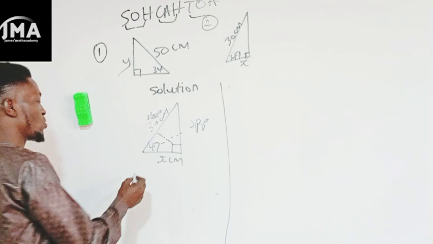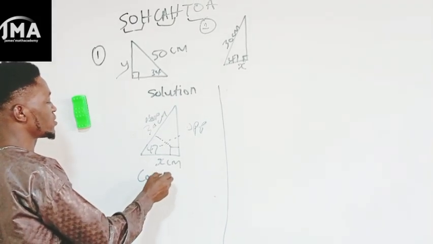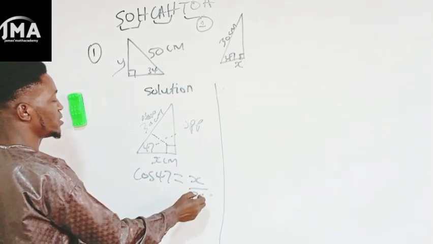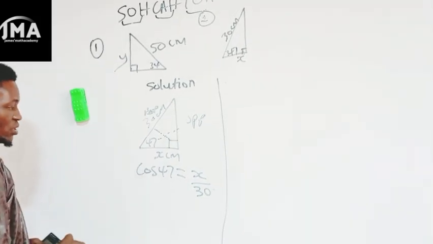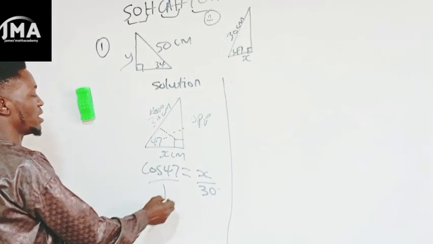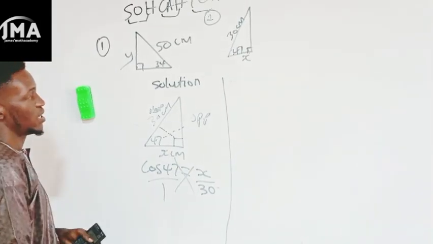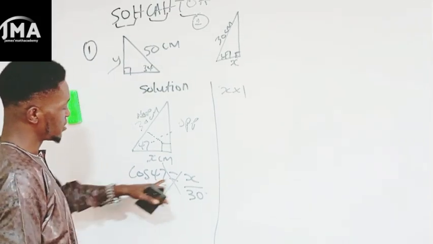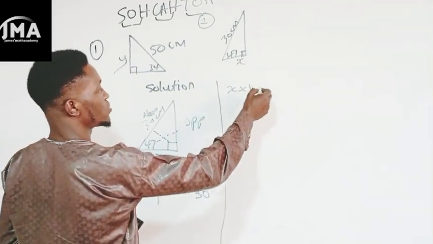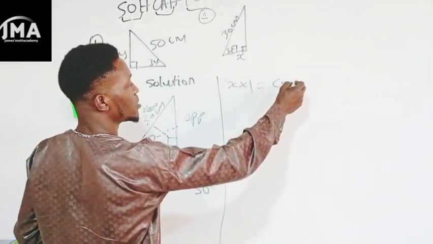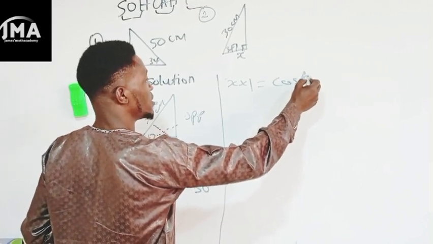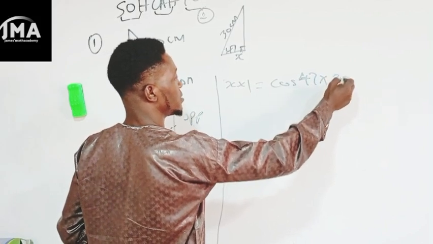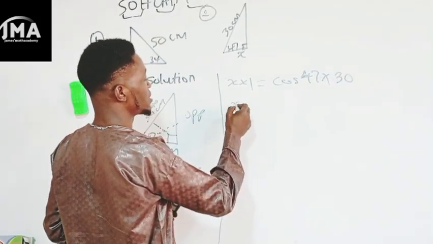Okay, so you're going to say cos 47 is equal to what? Adjacent over what? Hypotenuse. Okay, so definitely you can put this one over 1 and you can cross multiply. So you're going to have x times 1. X times 1 is equal to what? It's equal to cos 47 times 30, right? X times 1 is x.